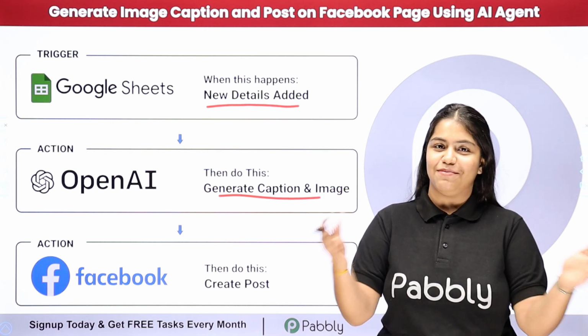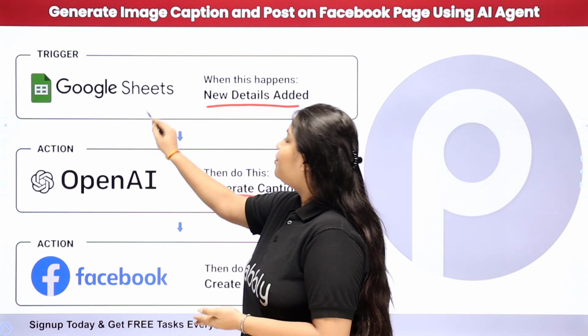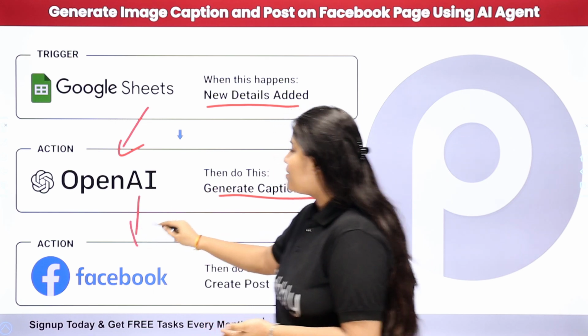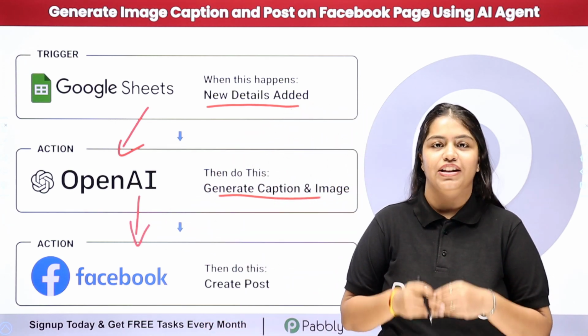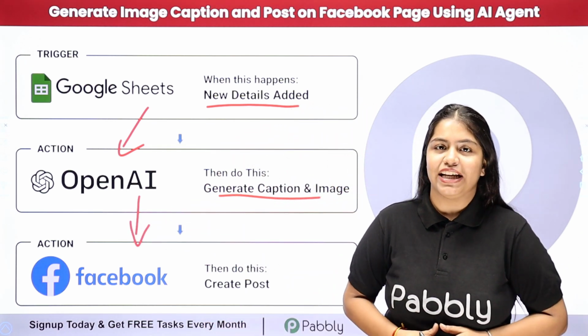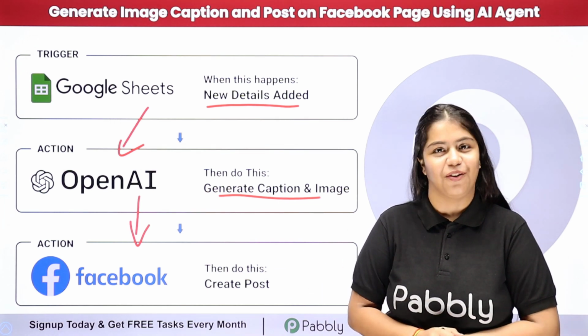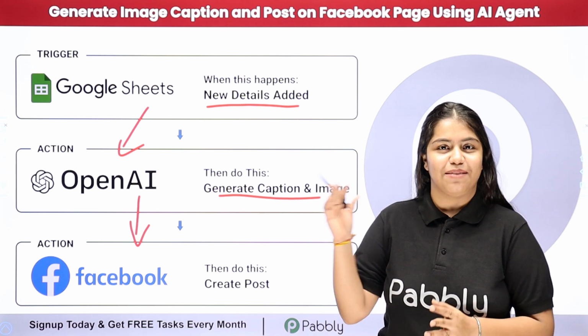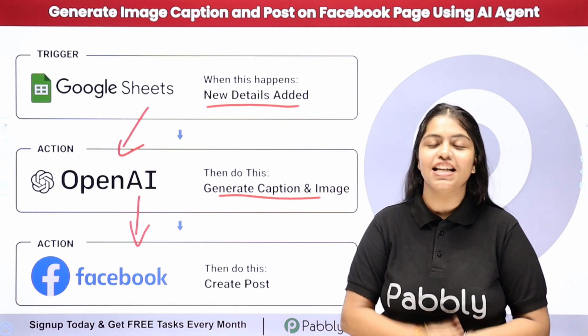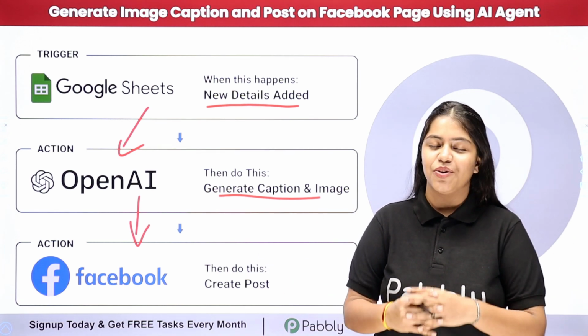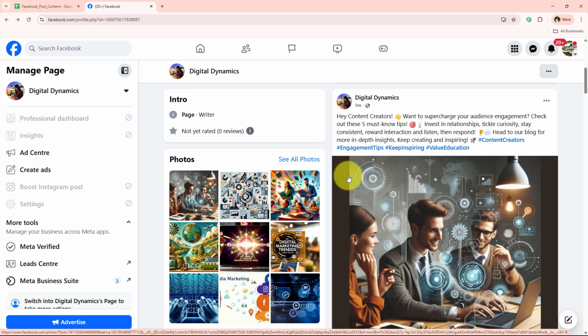So to do this, we are simply going to create a connection between Google Sheets, OpenAI and Facebook. And to create this connection without knowing any programming or coding language, we are going to use Pabbly Connect. It is an amazing automation software. So if you also want to create this amazing automation for your own business, then for that you have to come with me towards my screen. Welcome to my screen everyone.